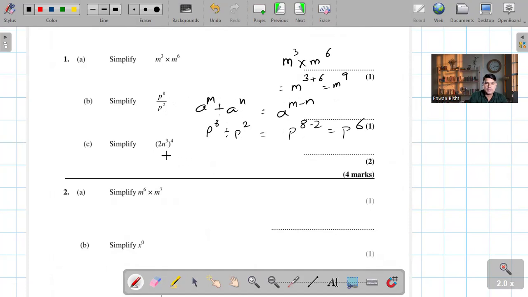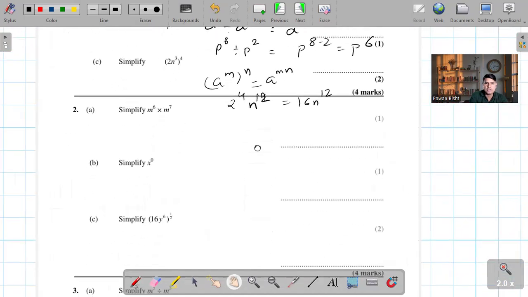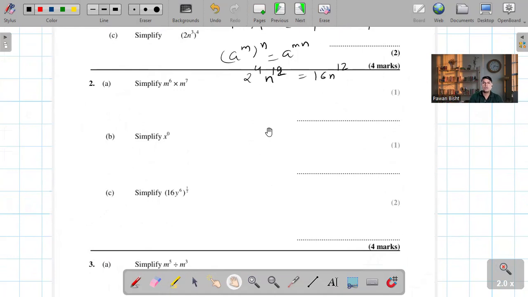Next, 2n cube and outside we have 4. This property we can apply, a to the power m outside n, so it becomes a to the power mn. So 2 to the power 4 and 3 times 4 is 12. So your answer is 16n to the power 12. This is your answer for the first question. Now, second question. This one is for you to try. Please try this question. I'm giving you 1 minute to do it.